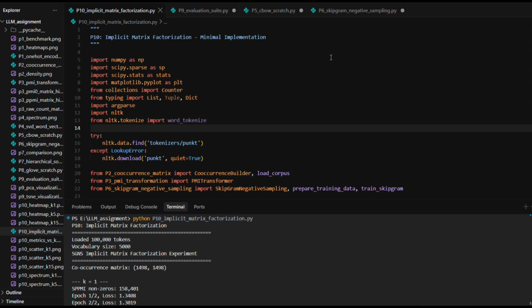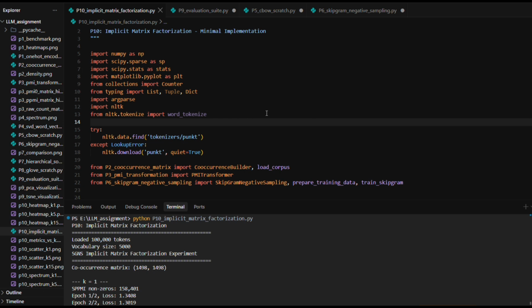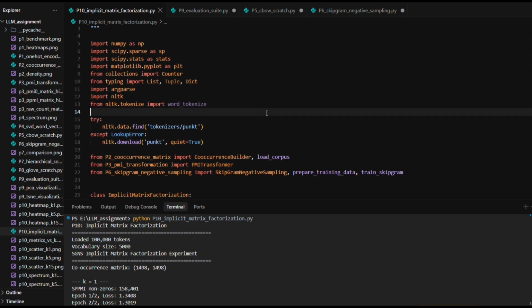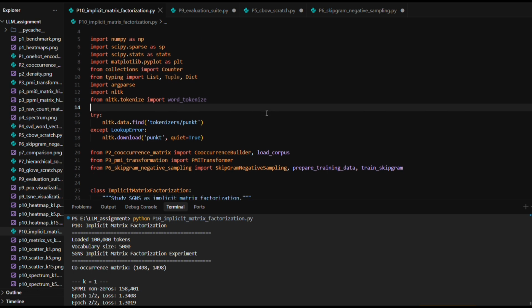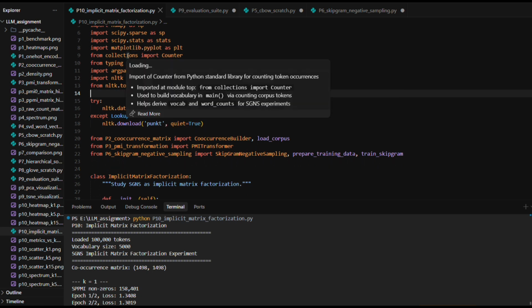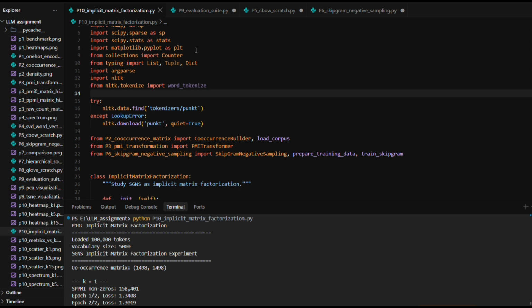So at the beginning, the program imports libraries such as NumPy, SciPy, Matplotlib, and NLTK. NumPy is used for numerical operations, SciPy is used for sparse matrices and correlation calculations, and Matplotlib is used to generate scatter plots. The program also imports three components: the co-occurrence builder from P2, the PMI transformer from P3, and skip-gram negative sampling along with the training function from P6.